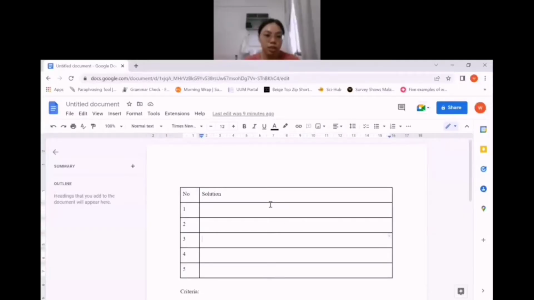So before we discuss the solution, I will share the Google document to record what we have mentioned. Is it okay? Okay. Can you see the screen? Yes. Okay, we can proceed to the suggestions.